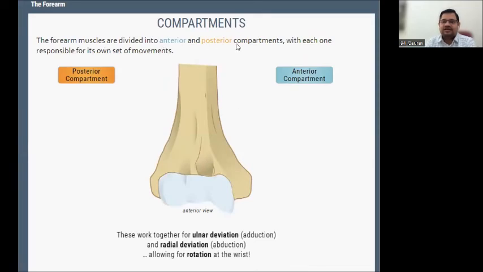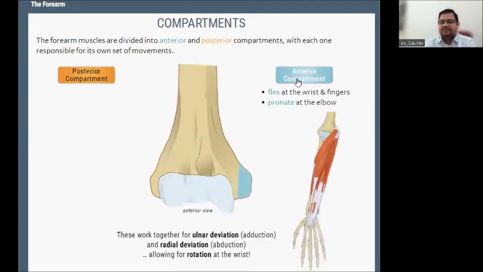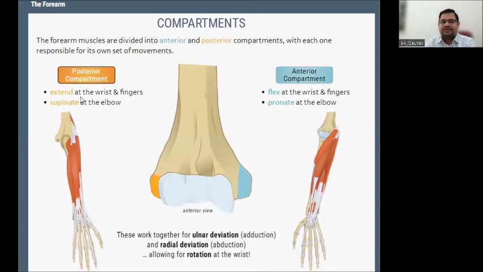So the forearm, again, you can see it divided into two parts: posterior compartment, anterior compartment. Anterior compartment, basically, we are now going to talk about functions. It will flex at wrist and elbow and pronate at elbow. Posterior compartment extends at wrist and elbow and supinates at elbow.